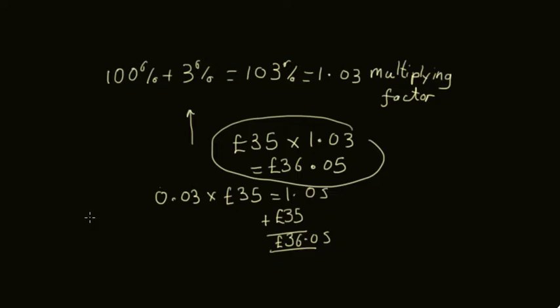The multiplying factor method can be used for a percentage decrease as well. So let's think of this next question. Jeremy pays £35,000 for a new car. 1 year later, it has lost 28% of its value. Find the value of the car 1 year later. This kind of question is what we would call a depreciation question.